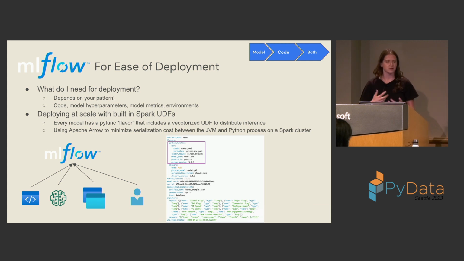So to answer that question, it's going to be entirely dependent on your pattern, right? If you're deploying code, if you're deploying a model, if you're deploying some hybrid of both. But regardless of whatever pattern you're using, you will likely need to deploy some aspect of your code, of the model itself, of the hyperparameters. You'll need to keep track of the metrics, the environments, all of that stuff, right? And that's where that logging API really comes in. You can track all of the metadata that's associated with your experiment. Again, those things that will be required for you to recreate in upper level environments.